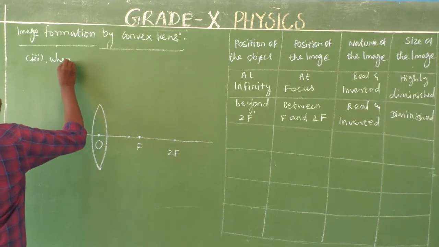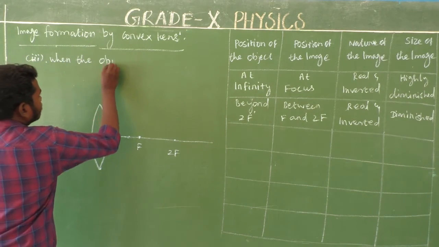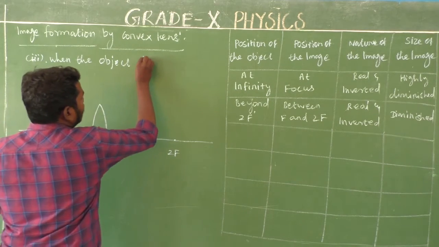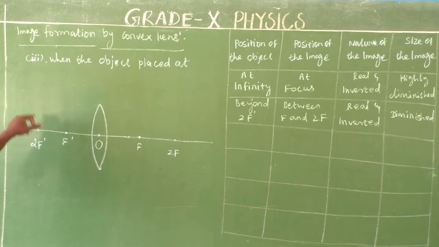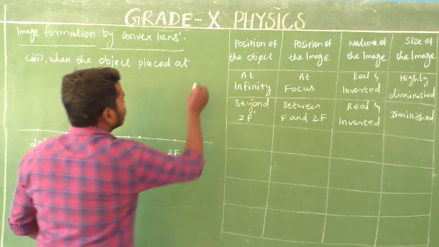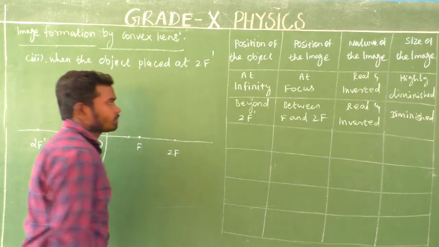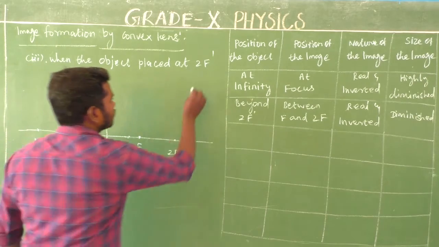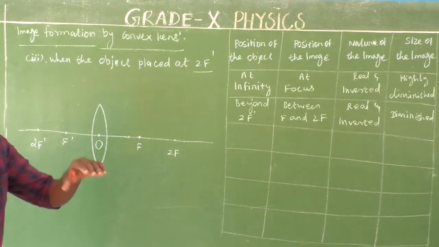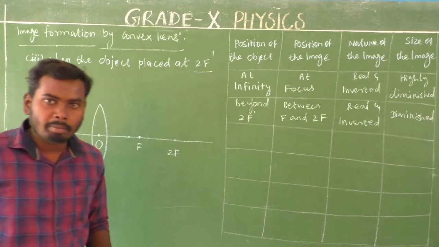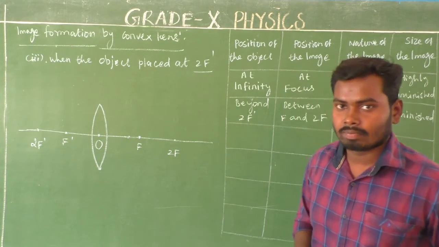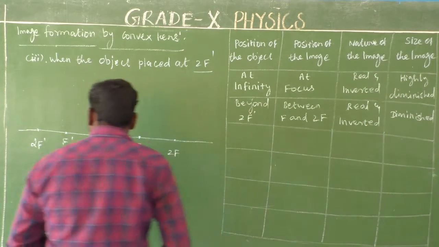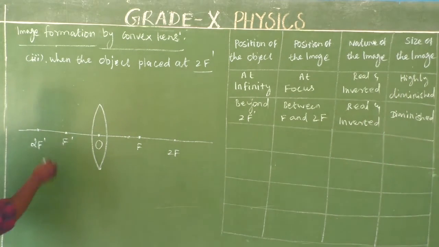So the third case: when the object is placed at 2f dash, which means twice its focal length. It's very simple. Look here. Now we are going to see where the image forms, what the nature of the image is, as well as what the size of the image is. Next we are going to analyze that. Consider an object.